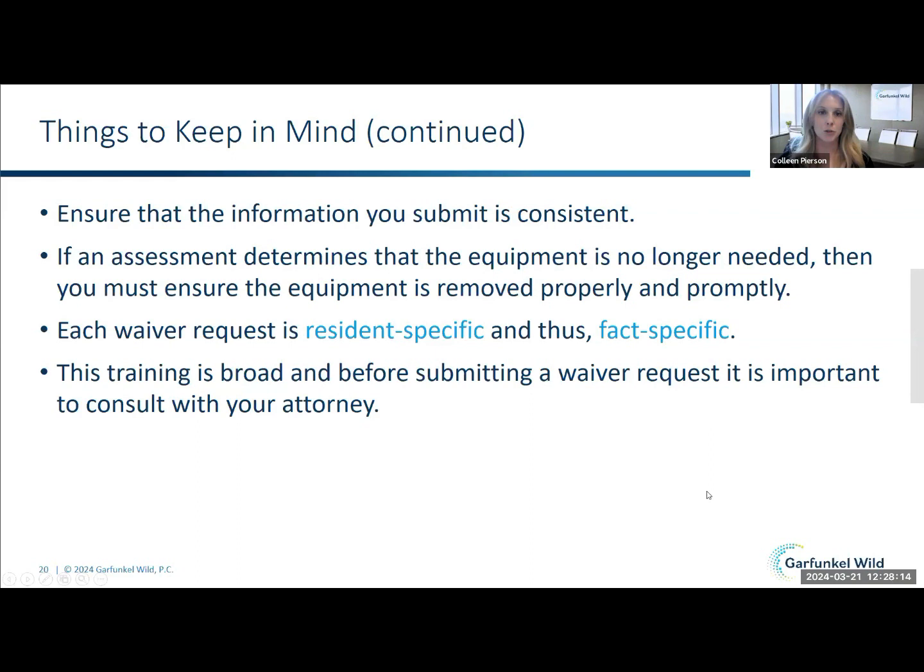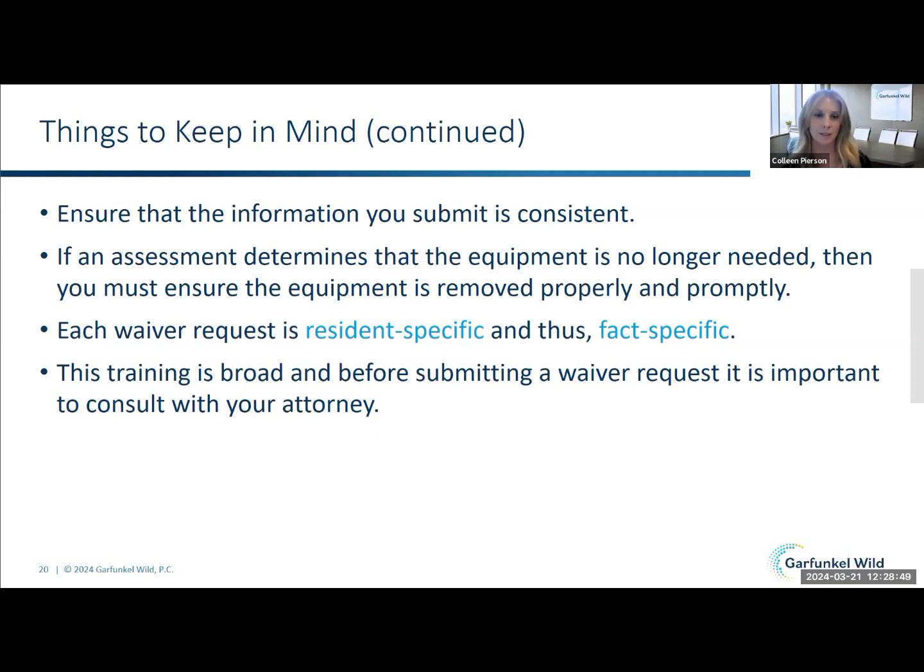As I mentioned earlier, ensure that the information you submit is consistent. That can hold up your application. If the Department of Health sees that you've listed one thing on a policy and procedure you submit, and then another thing on your actual request, that can hold up your application. If an assessment determines that equipment is no longer needed, then you have to properly remove that equipment, and promptly. You don't want the department coming in surveying you and seeing that you still have that equipment there.